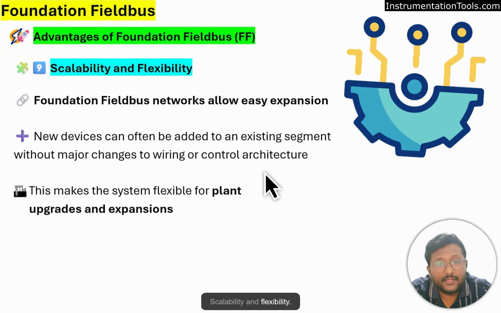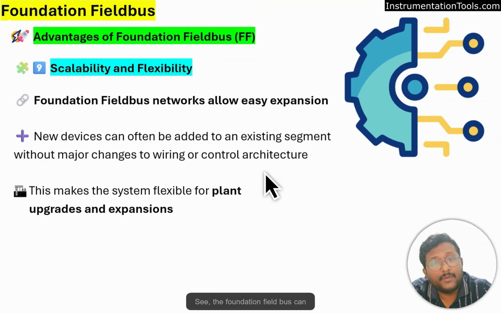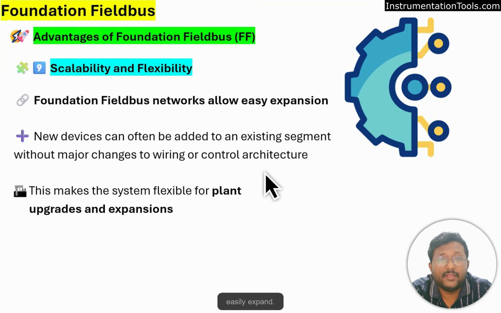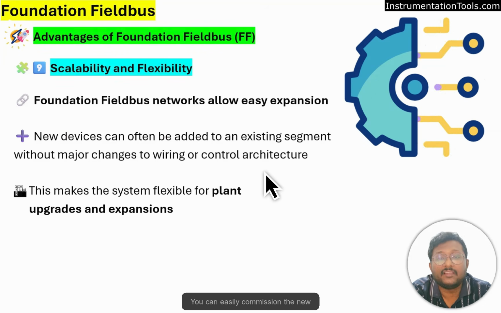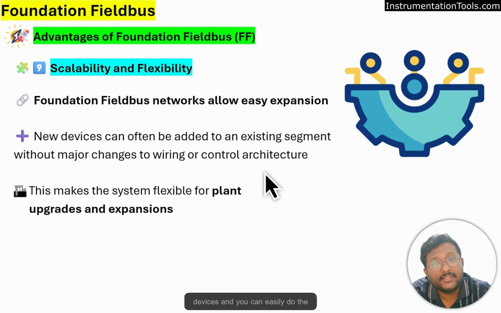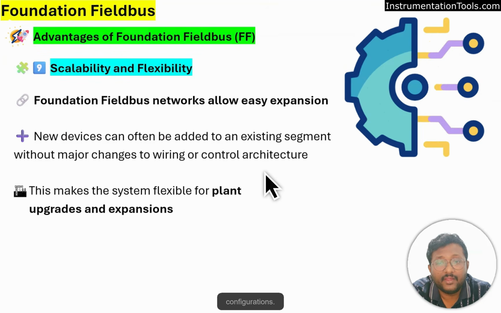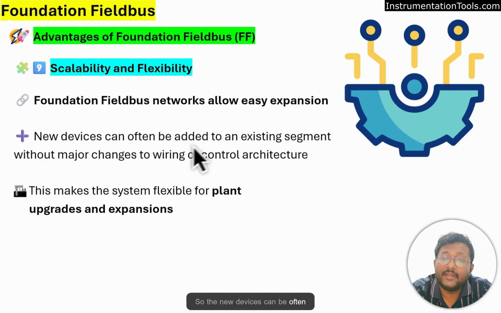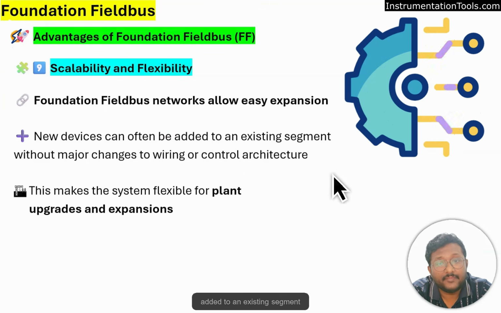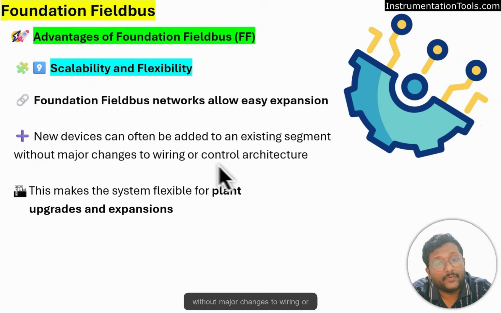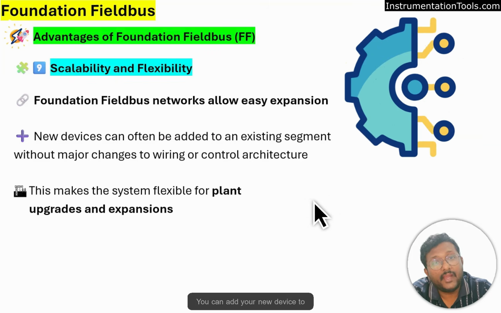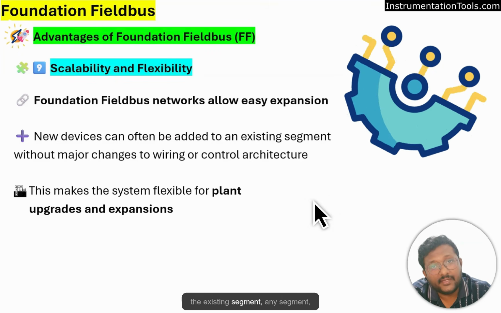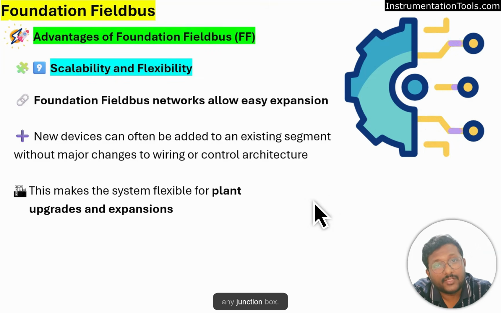Scalability and flexibility. See, the Foundation Fieldbus, we can easily expand. You can easily connect multiple devices, new devices. You can easily commission the new devices and you can easily do the configurations. So the new devices can often be added to an existing segment without major changes to wiring or control architecture. This is very true. You can add a new device to the existing segment, any junction box.